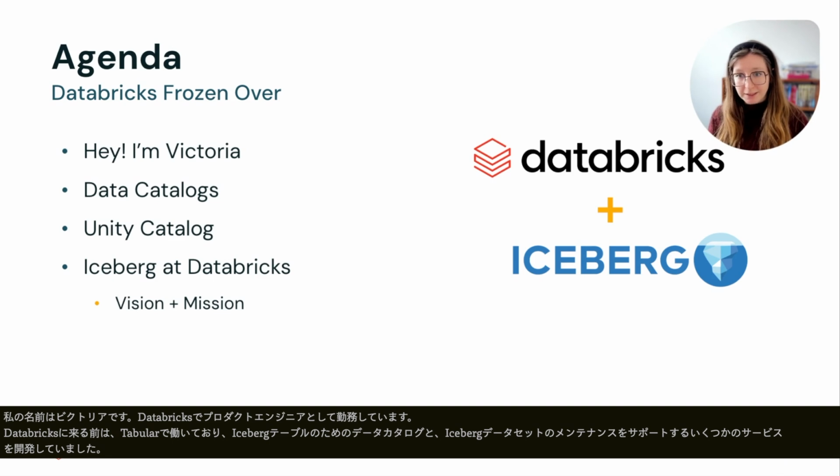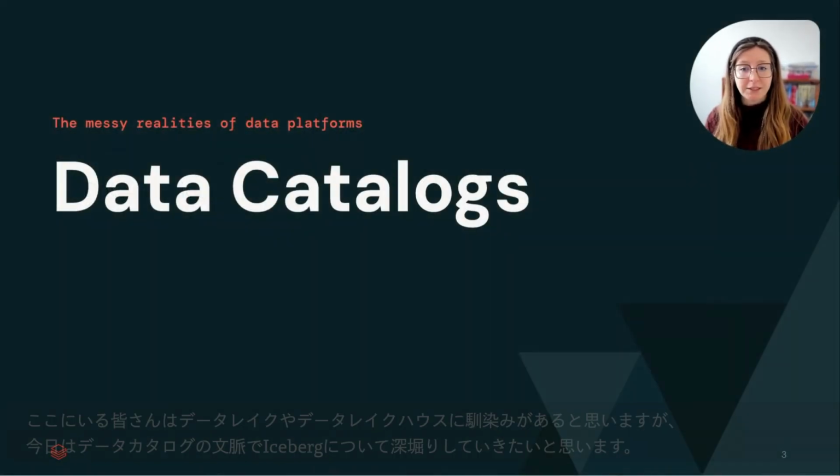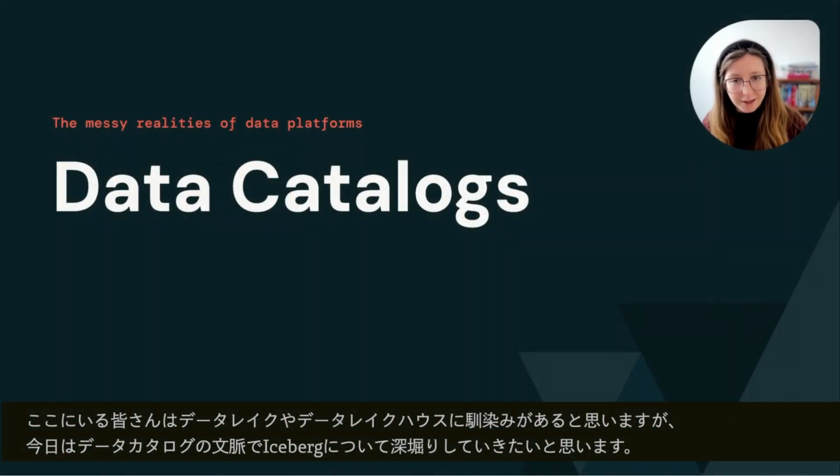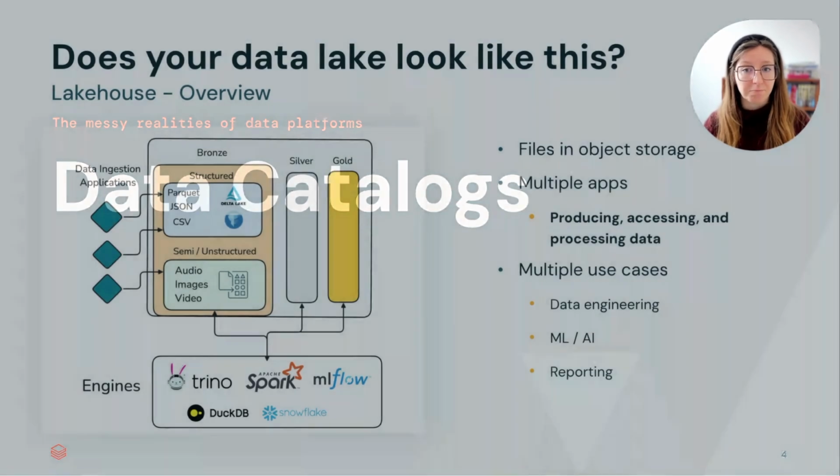So my plan today is I'm going to talk a little bit about data catalogs, Databricks' data catalog, Unity Catalog, and Iceberg at Databricks. So I think everyone here is familiar with data lakes or data lakehouses. And I want to talk a little bit about the messy realities of what our data platforms may look like in the context of data catalogs.